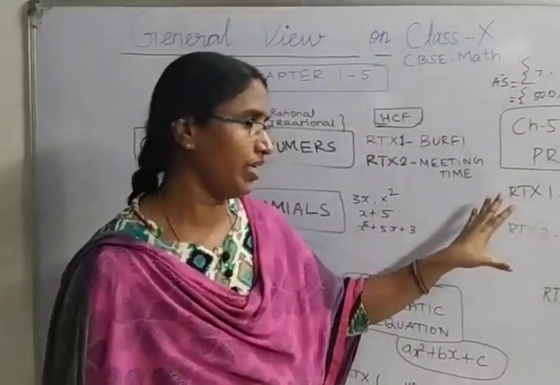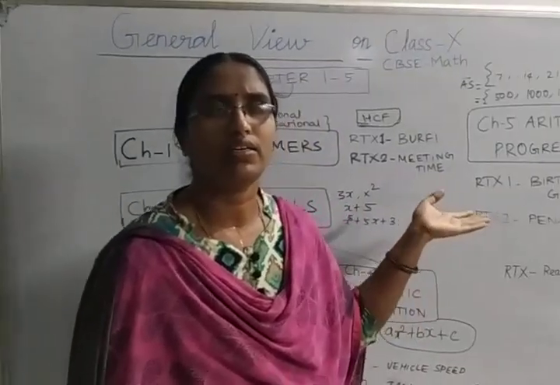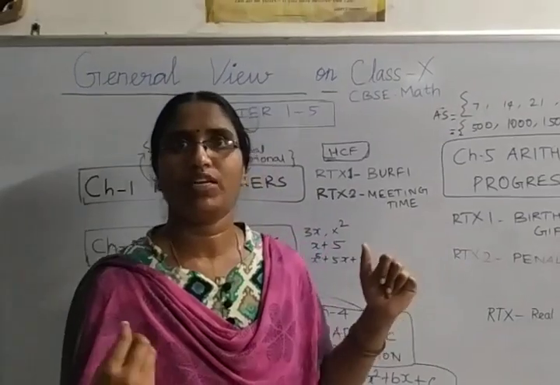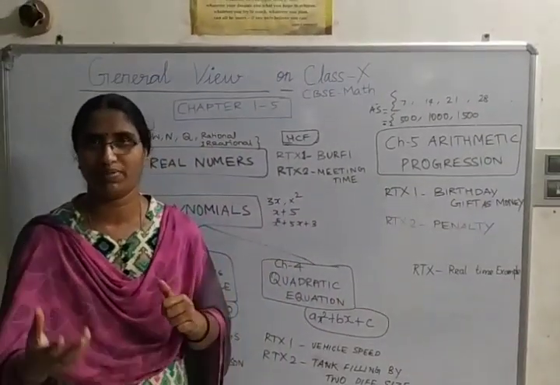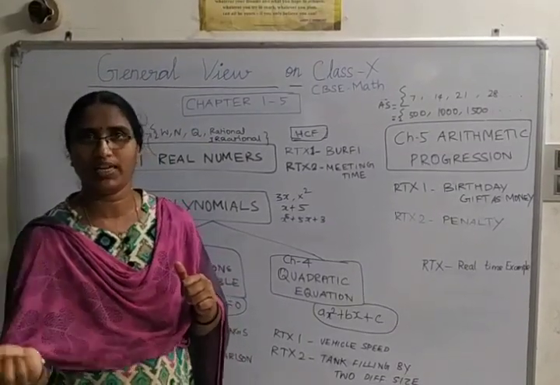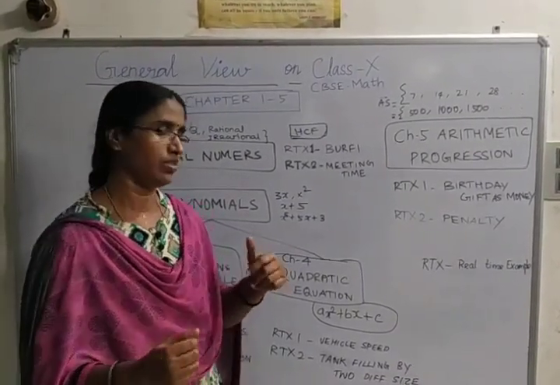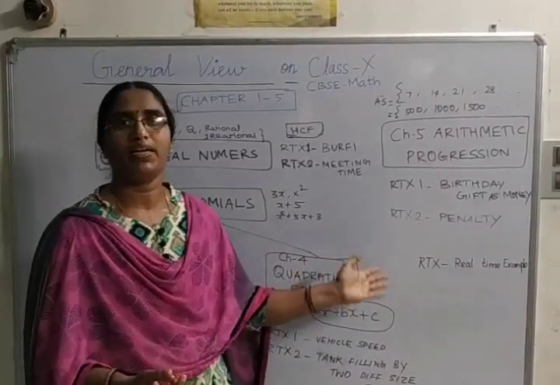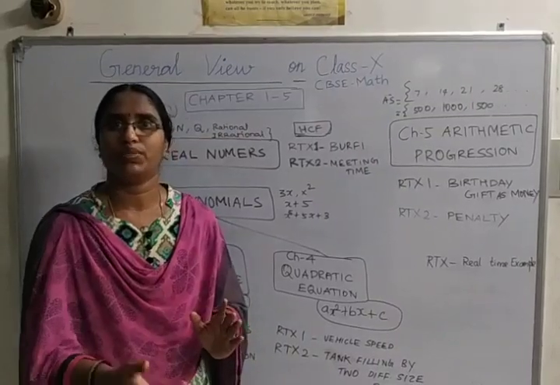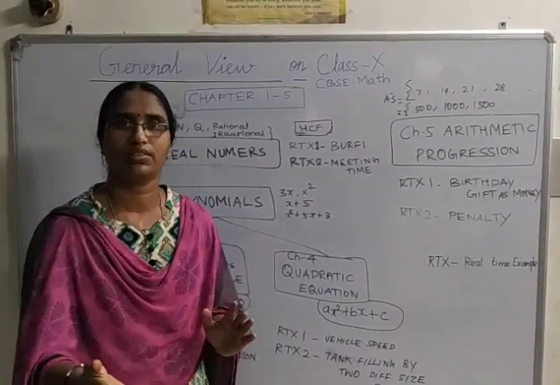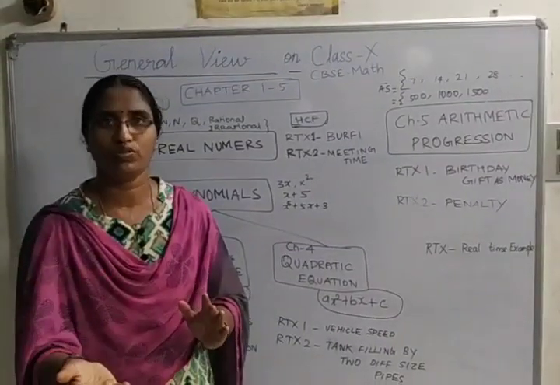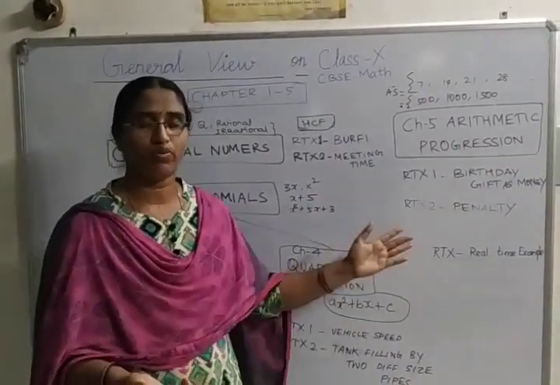By studying this chapter, you can calculate a penalty. Penalty means you have to submit the assignment on time. Suppose you submit it after a 1 day delay, you have to pay 10 rupees. If you submit on the second day, you pay 20 rupees. Like that, third day means 30 rupees. If you are submitting on the 100th day, how much penalty do you have to give? You can easily calculate that from this.